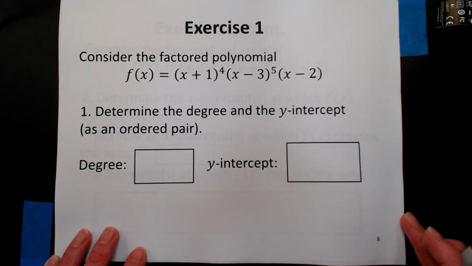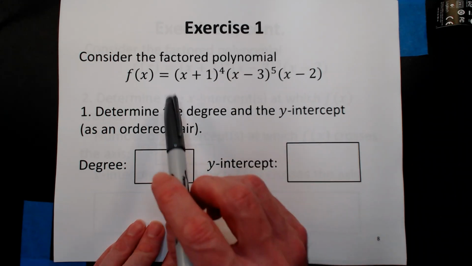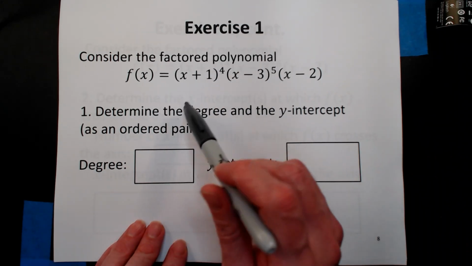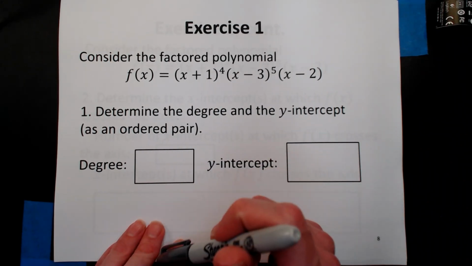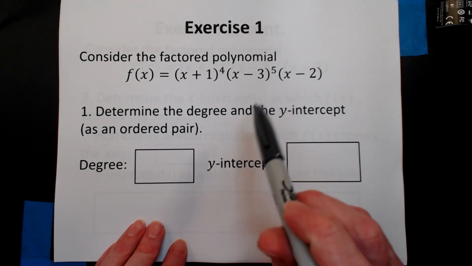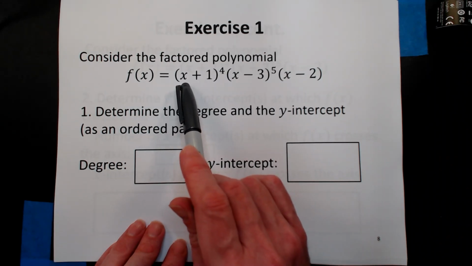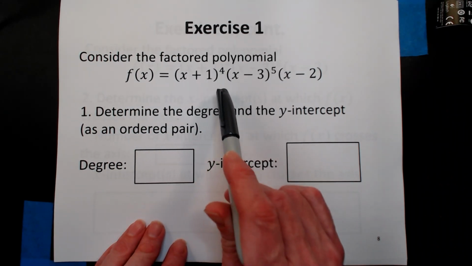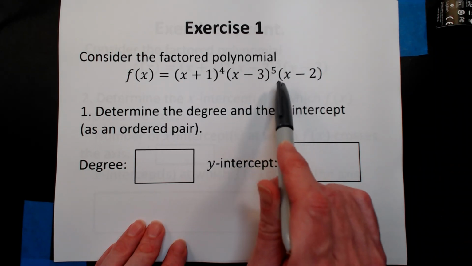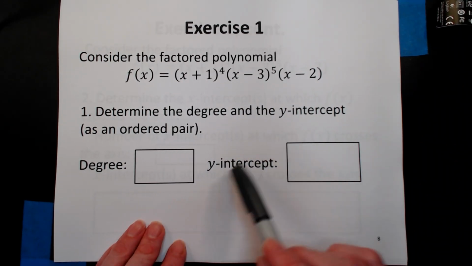So here we have our exercise. It says consider the factored polynomial. So Hawks will often give you factored polynomials very nice like this. If it's not factored, it usually is a small polynomial you have to factor yourself. But if these are large ones, they factor them for you. Super nice. So here we have f of x equals x plus 1 to the 4th power, x minus 3 to the 5th power, and x minus 2 to the 1st power. Determine the degree and the y-intercept as an ordered pair.